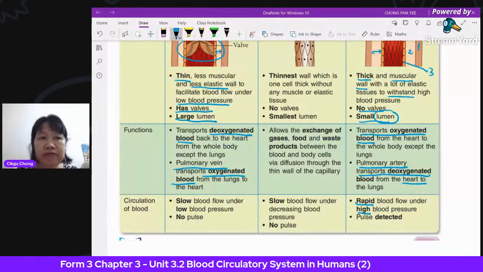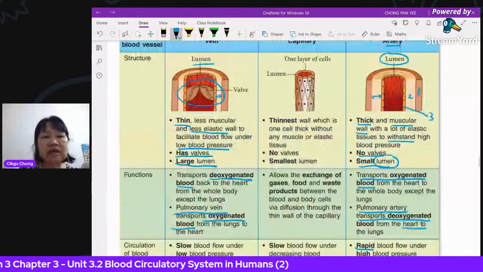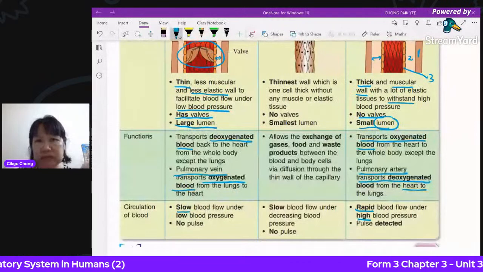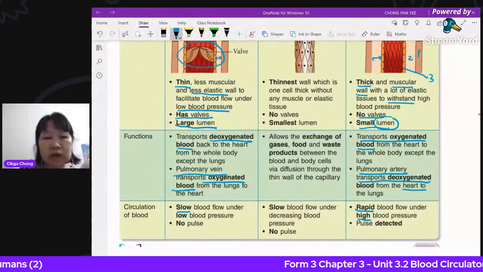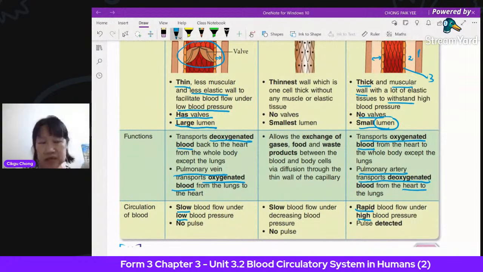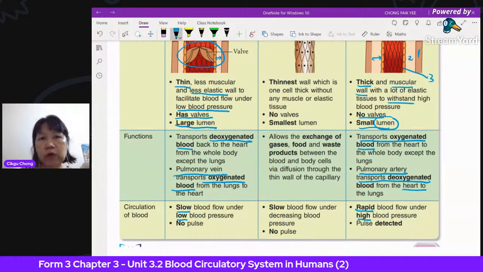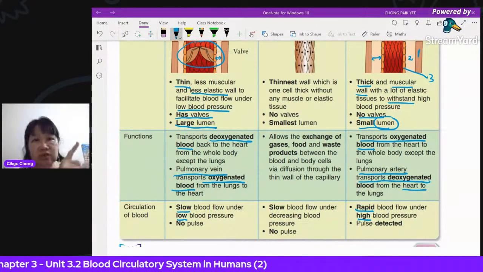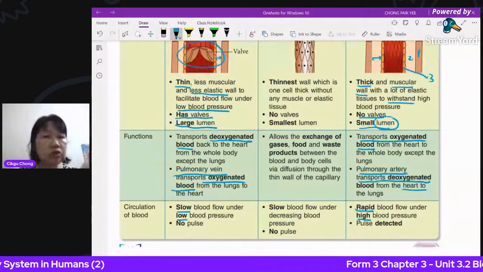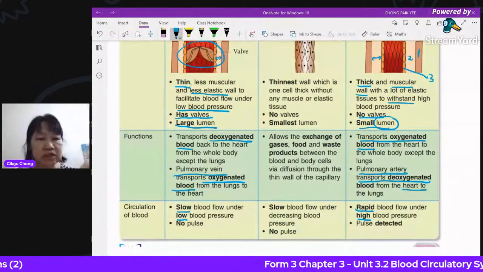For the vein, it will be slower. The blood has a slower flow, which means flowing slowly, and it has a low blood pressure. Because it's coming back from the legs and everywhere else, and it's going against gravity. Imagine the blood is trying to flow up. So it's not so easy to flow back to the heart, actually. And there's no pulse.